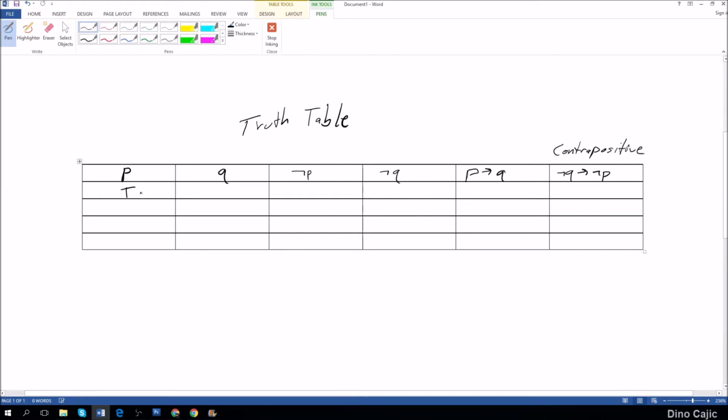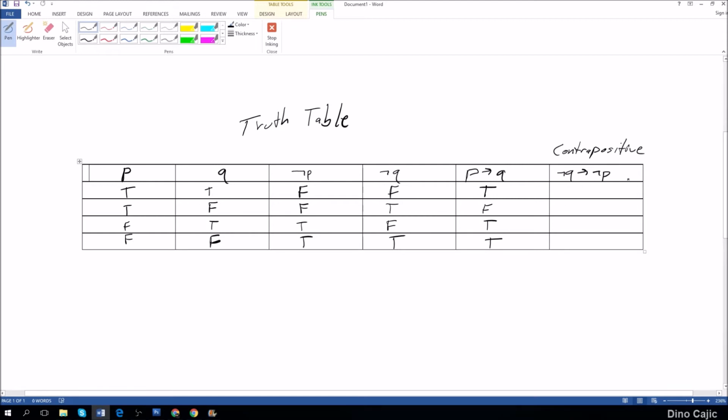Let's start it off. True, true, false, false, true, false, true, false. Not P is just basically the opposite of all the P truth values. So false, false, true, true. Same goes for not Q. So the opposite: false, true, false, and true. P implies Q. True implies true is true. True implies false is false. False implies true is true. False implies false is true.